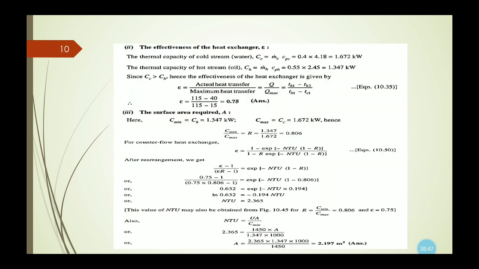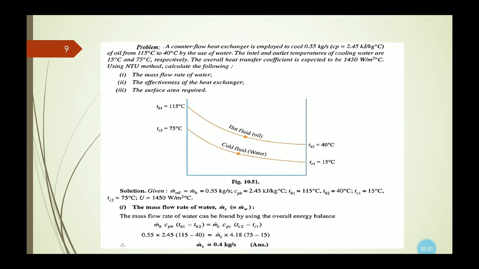So this is the way to find the mass flow rate of the cold fluid, then the effectiveness of the heat exchanger using the NTU concept, and the required surface area. Here also we have used the effectiveness and NTU formula for the counterflow heat exchanger. So today in this lecture we have seen the concept of the effectiveness and NTU method. The effectiveness is the ratio of the actual heat transfer to the maximum possible heat transfer, and the NTU, the number of transfer units, represents the size of the heat exchanger.